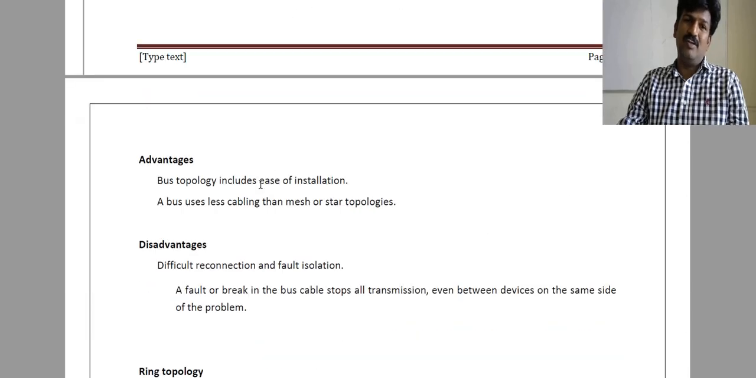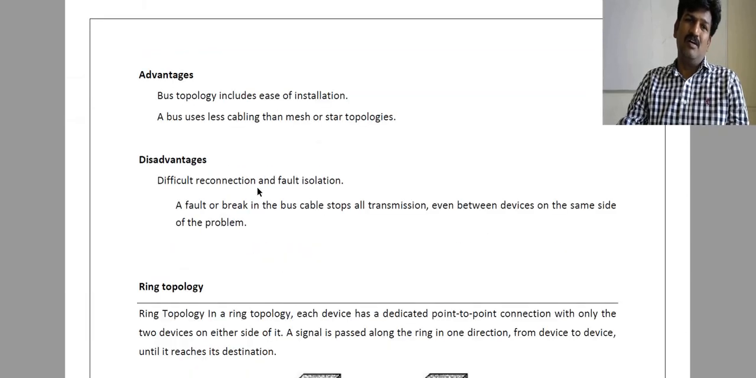But the advantages you can achieve by using bus topology include ease of installation, and bus uses lesser cabling than mesh and star topology. The disadvantages you can state are difficult reconnection and fault isolation. A fault or break in the bus cable stops all the transmission.